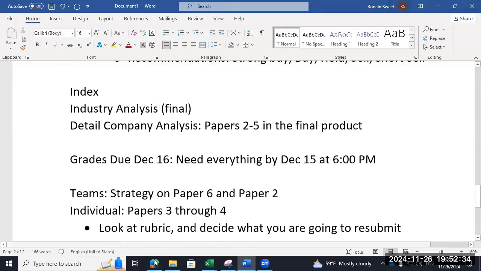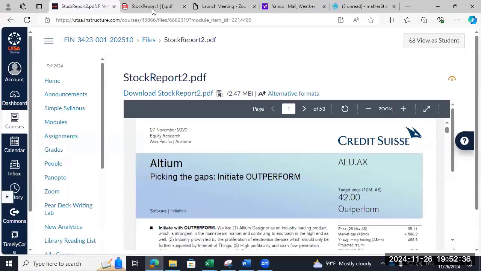Everybody understand the assignment? Those on Zoom, y'all understand? I can't get to the Zoom people. Wow, there's 22 people on Zoom.